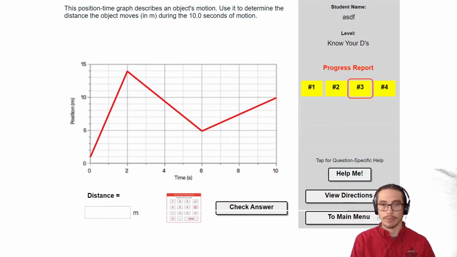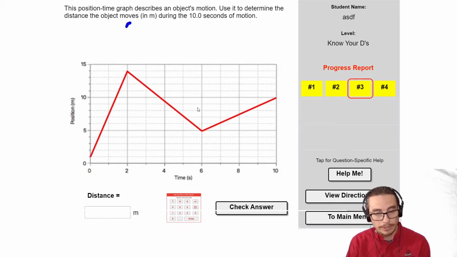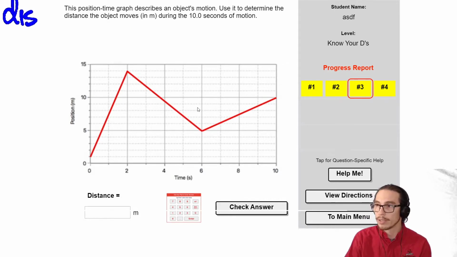And I had you guys do an activity on physics classroom. So let's take a look at one of the examples here. This one in particular is asking for how far it goes. So we really have to pay attention to what it's saying up here at the top. So distance is about the path. Distance is all about the path.